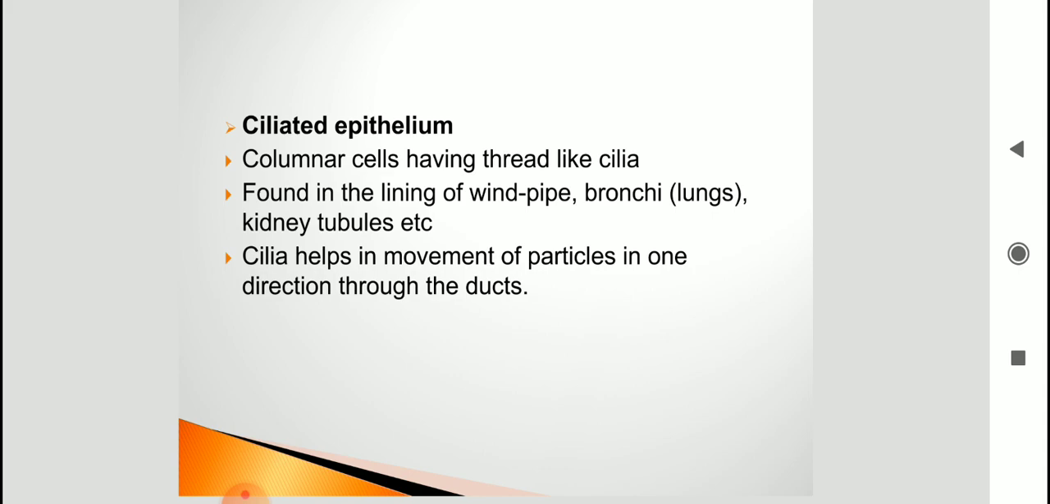Those thread-like structures move, and they push away the mucus and help in the movement of the air, so that every time the tract is clean and air passes easily inside the lungs. So this movement of cilia helps in the movement of different particles in one direction. The cilia move together, and with their movement, the movement of mucus and other particles also becomes easier.